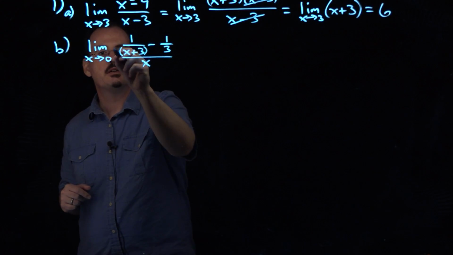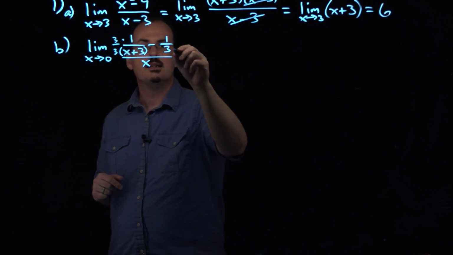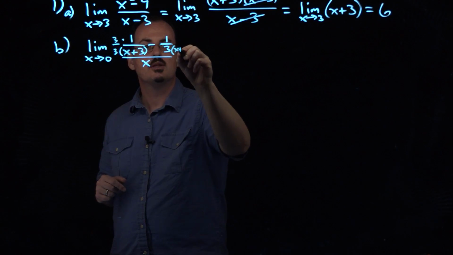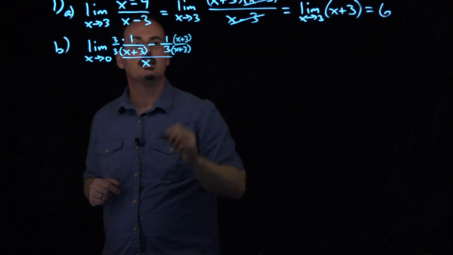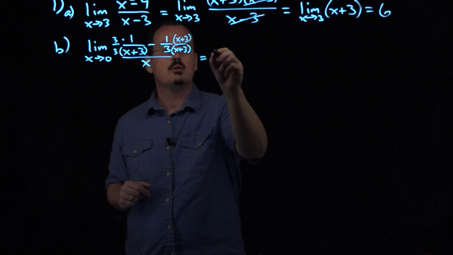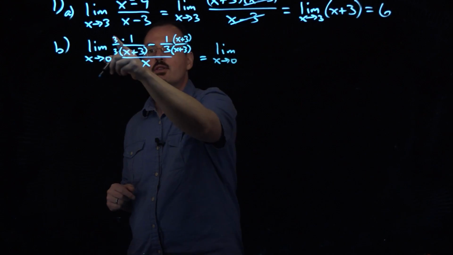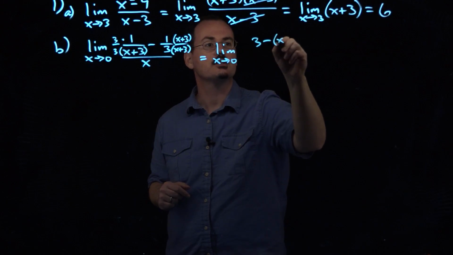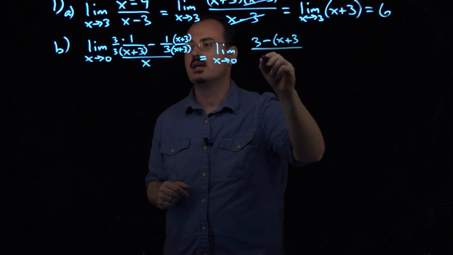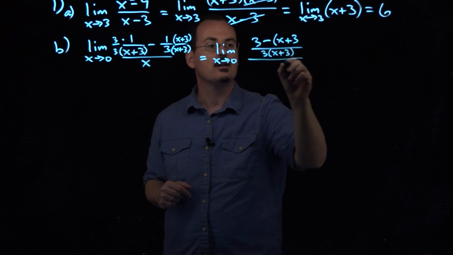So that means this denominator needs a 3. I'm going to multiply this by 3 over 3, and that's 3 times 1 there. And then this one needs an x plus 3, so I'll multiply that by x plus 3 over x plus 3. What does that do? Well, that allows us to subtract the numerators now. So we'll have a 3 minus this quantity here, x plus 3, and then that's divided by the LCD, which was 3 times x plus 3. And then this is still all over x.